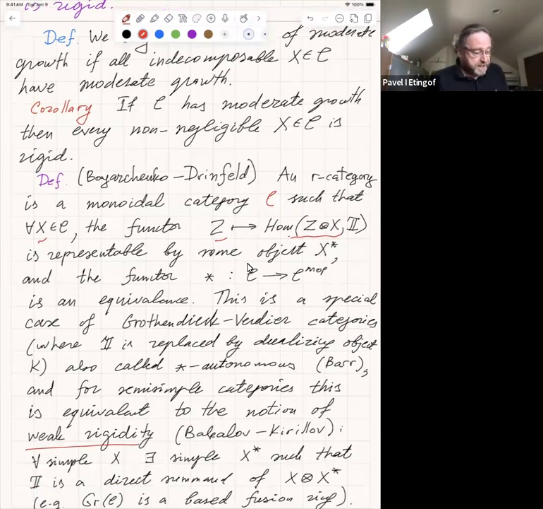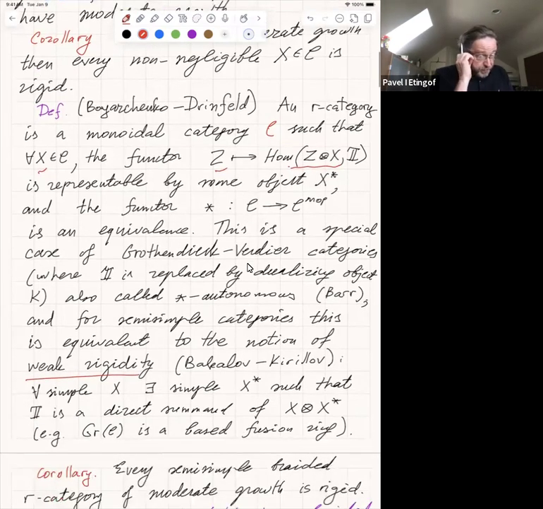So in that case, it's equivalent to the notion of weak rigidity of the Bakalov and Kirillov book: for every simple object X, there exists a simple object X star, such that one is a direct summand in X tensor X star. And this is equivalent to requiring that the Grothendieck ring of C is a based fusion ring. So it has duality at the level of Grothendieck rings.